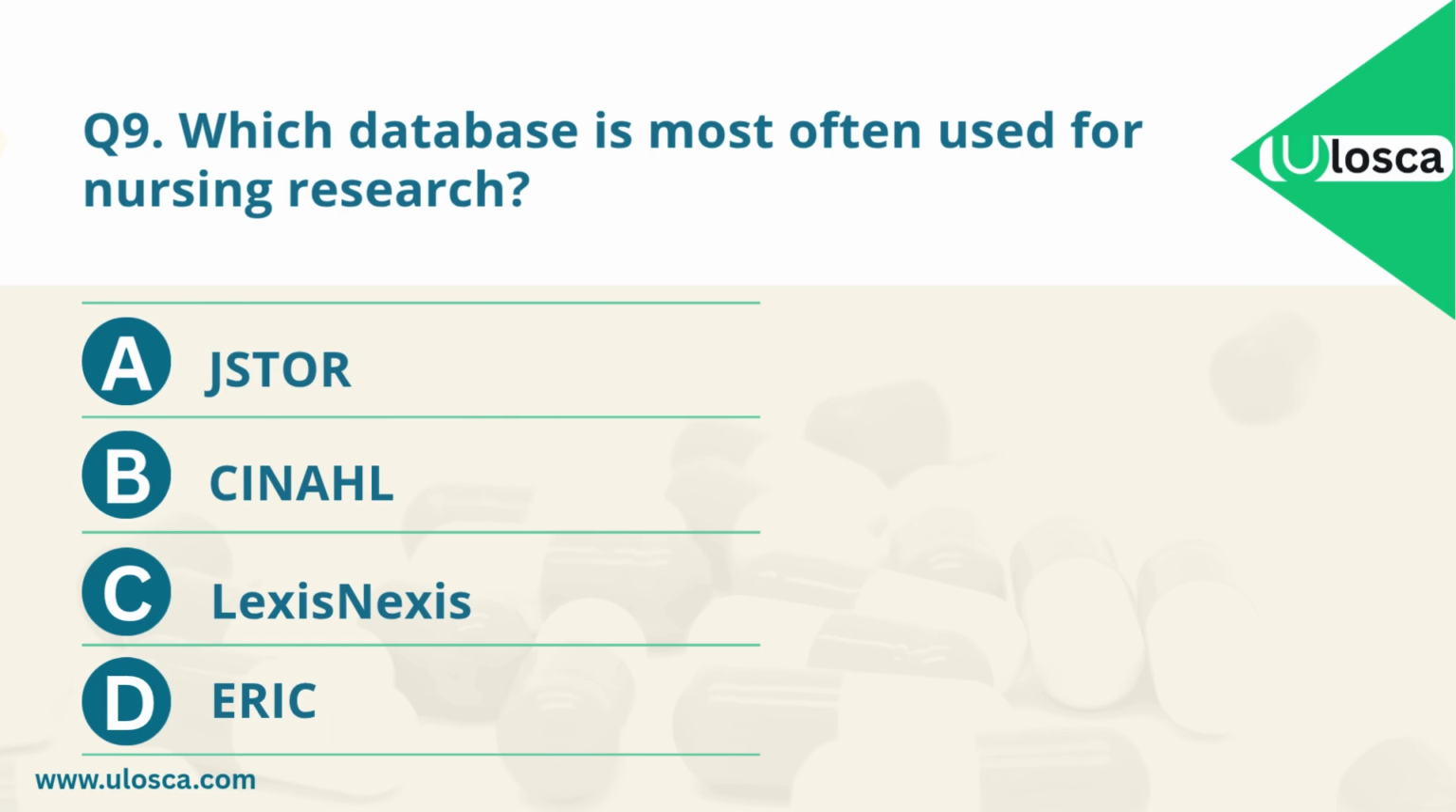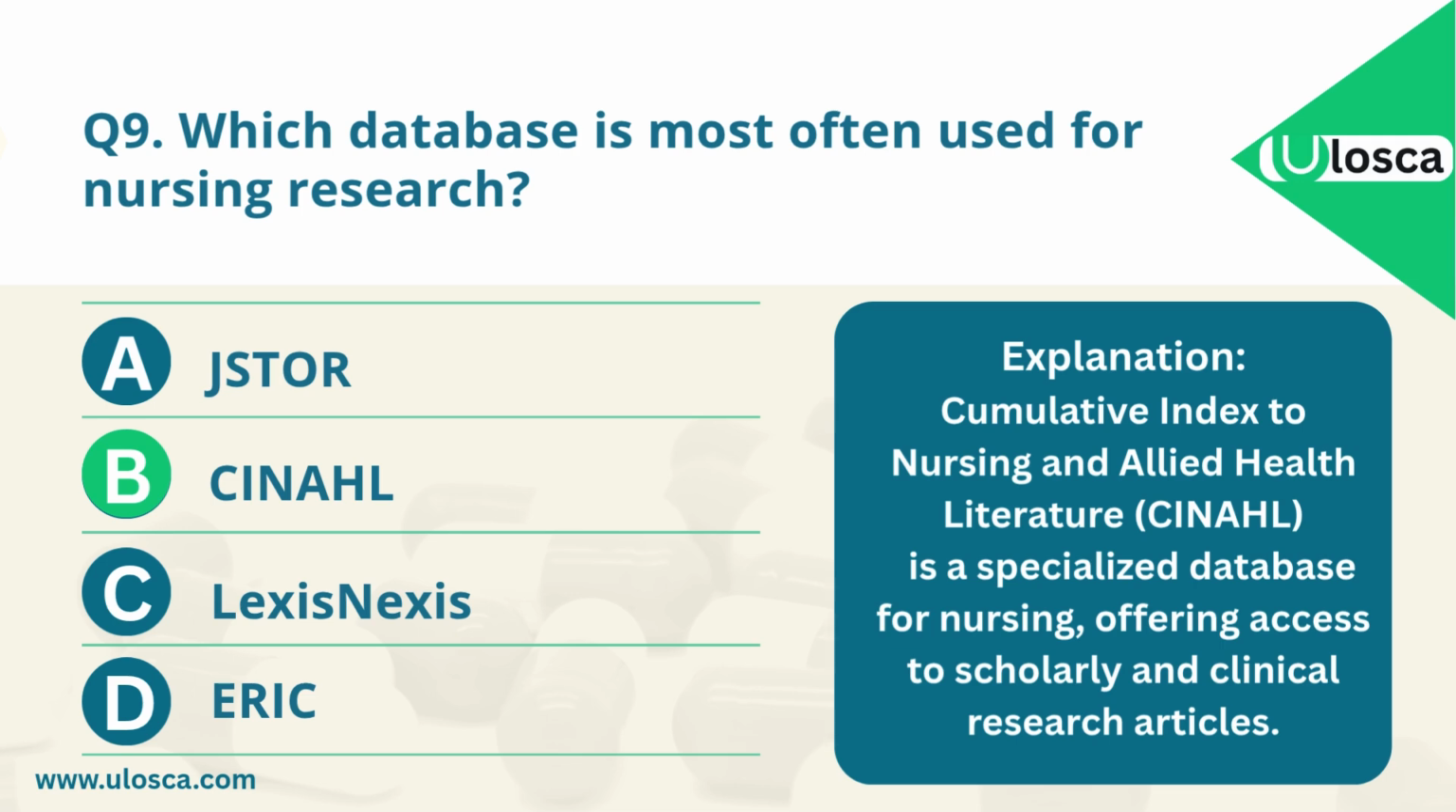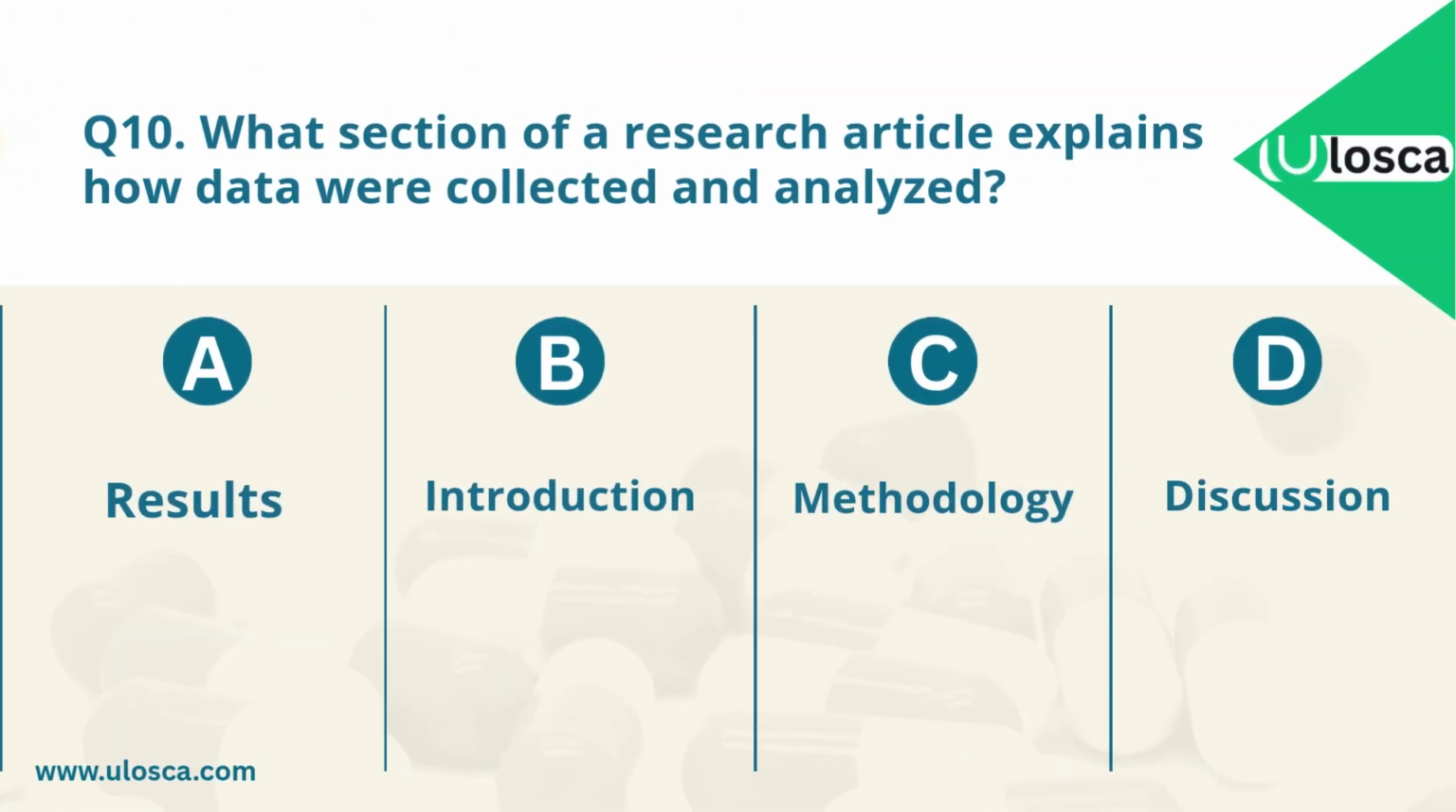The correct answer is B. CINAHL. Explanation. Cumulative Index to Nursing and Allied Health Literature is a specialized database for nursing, offering access to scholarly and clinical research articles.